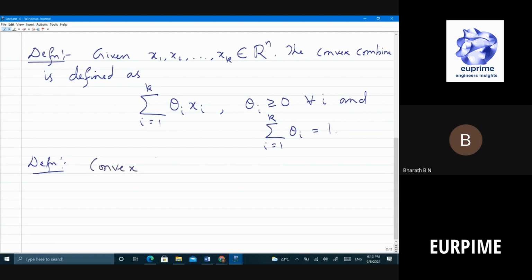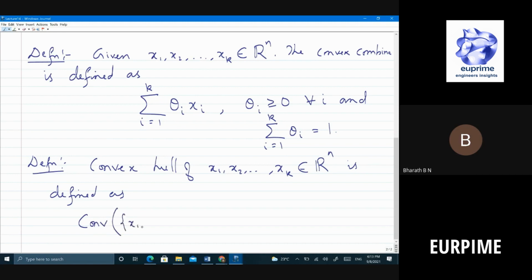Convex hull of x1 to xk, let's look at endpoints only, or k points, is defined as, well, I have to take all possible convex combinations of these k points and push that into the set, right? That's called the convex hull of this set x1 to xk, which is written conv of x1 to xk. You look at all the convex combinations of these k points.